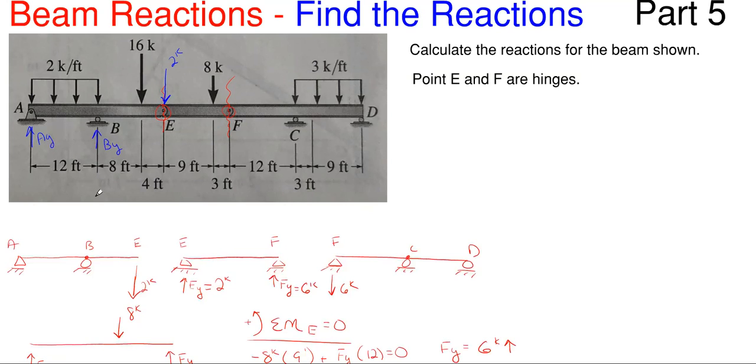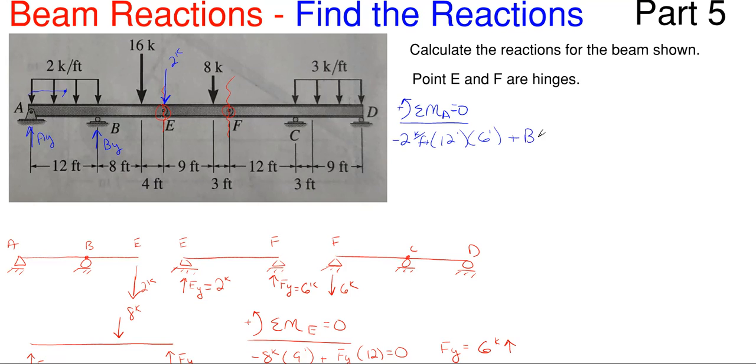Remember, A_x we already determined is 0. So let's go ahead and sum moments at point A, and then we can get our reaction at B. So we would have our 2 kips per foot of uniform load multiplied by the distance that it runs, which is 12 feet. And then we need to find the distance from the center of that to point A, which is just a rectangle, and the center of the rectangle is just its distance over 2. So that would be 12 feet over 2, which gives me 6 feet. That will be rotating clockwise about point A, so it is negative.